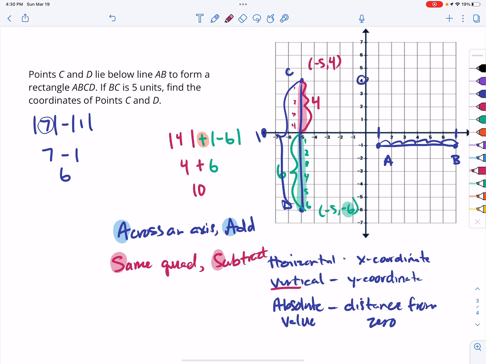So you can know that across, add; same, subtract. If we look at A to B, we subtracted right here. And then C to D, because they went across, we needed to add them.